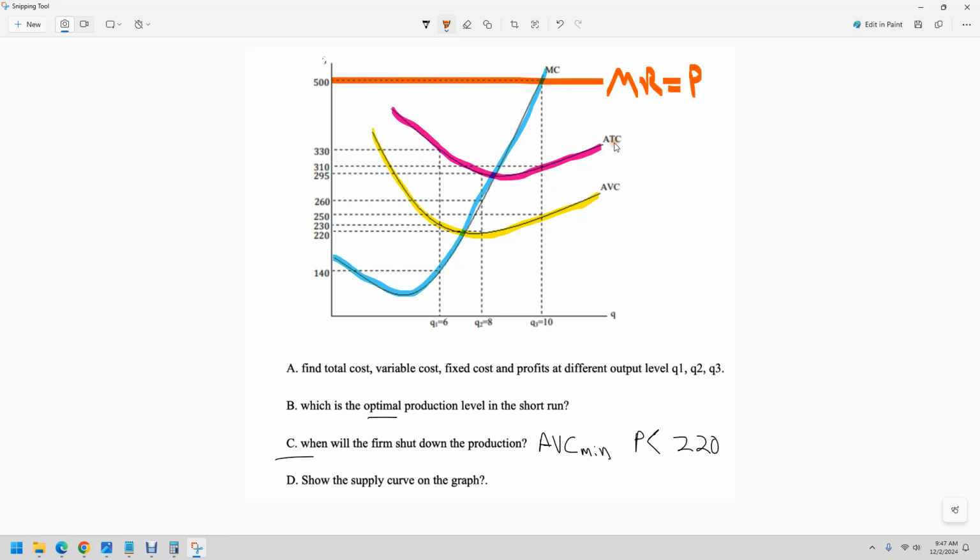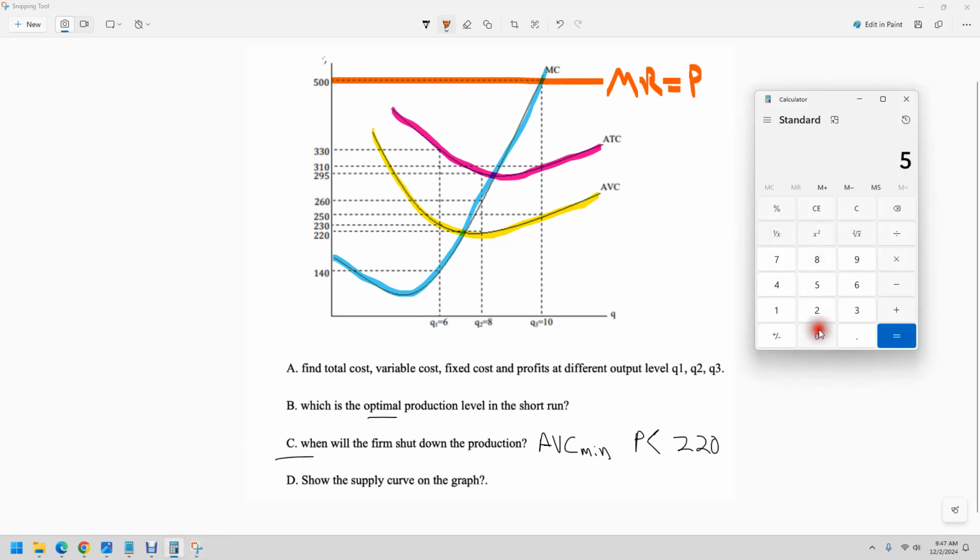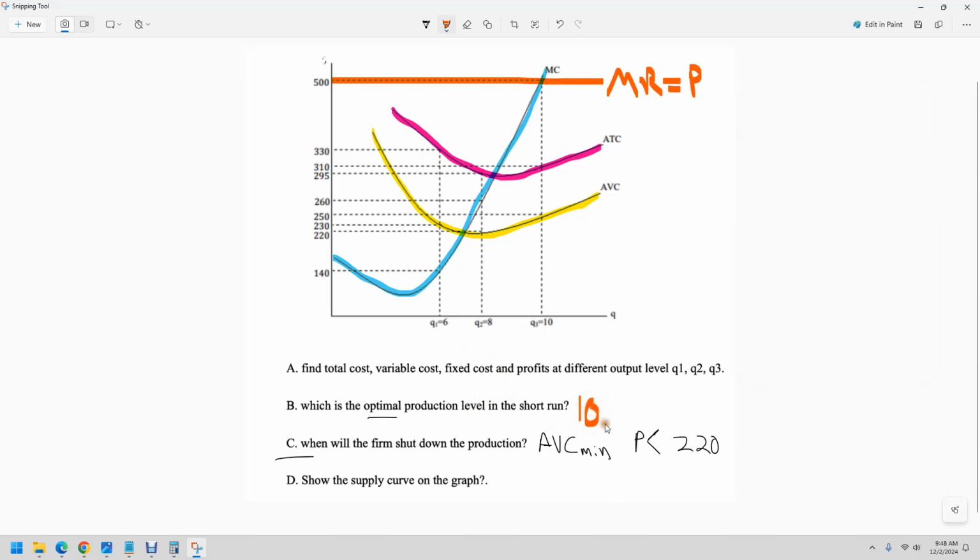So we're going to compare that to average total cost. Our price would be 500. Our average total cost would be 310. So we would make 500 minus 310, 190, and we would make that on 10 units. So the optimal production level would be 10, but in order to get there, we would need the price to be 500. Okay, so that's probably the answer to that one, and that's part of this answer here.